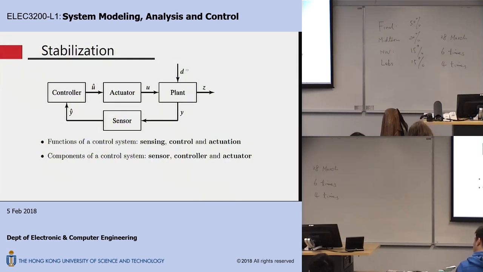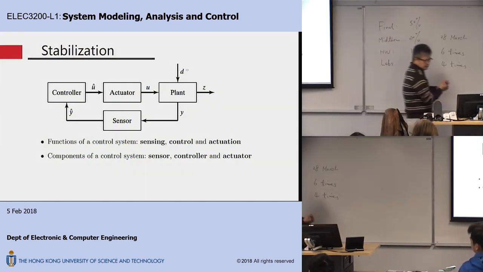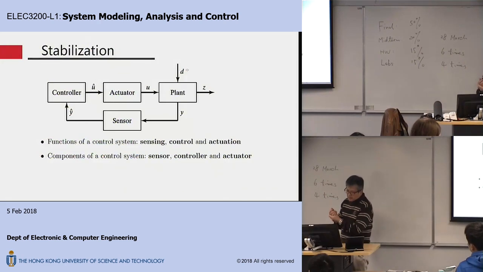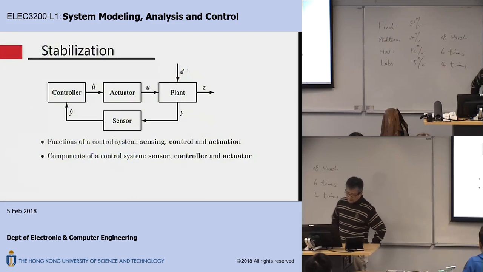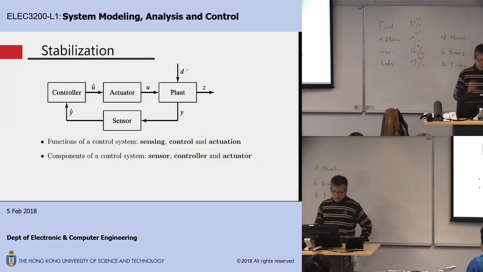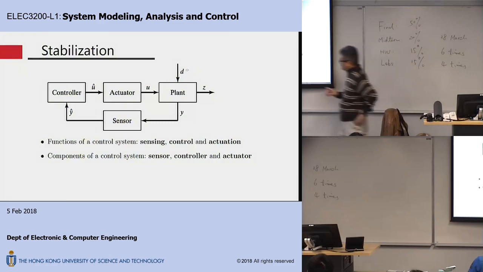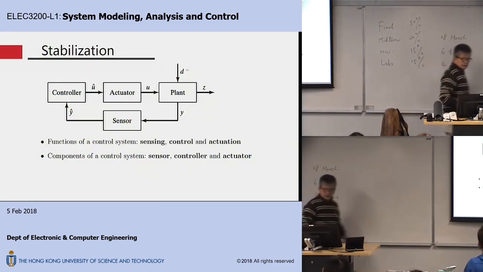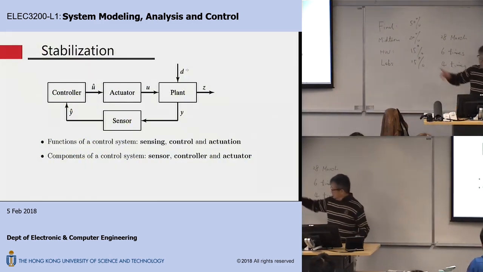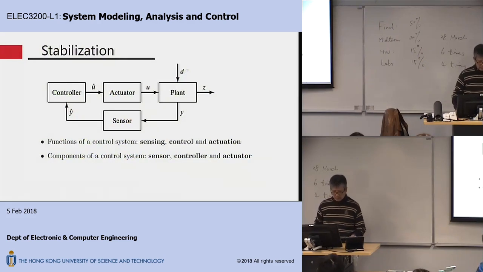Because how to select actuator and sensor is not theoretical, it's not theory based. You just look at technology and look at what is available in the market, and then you buy them and put them there. But our theory, control theory, has a focus on the controller. You need to design this controller properly.